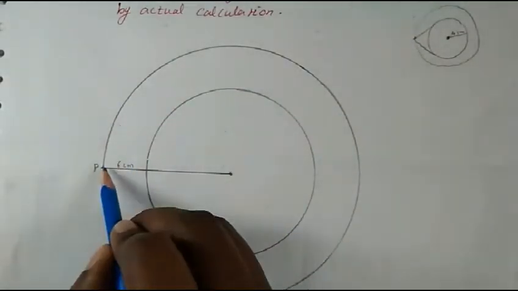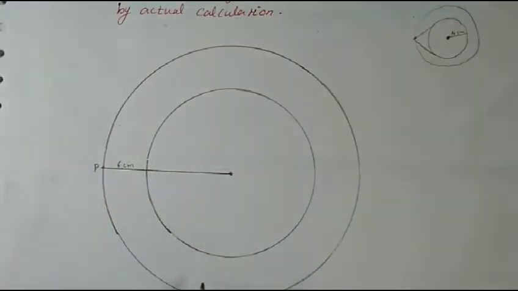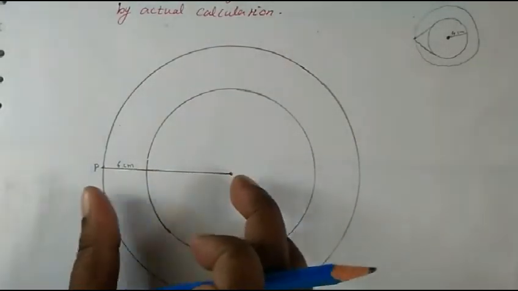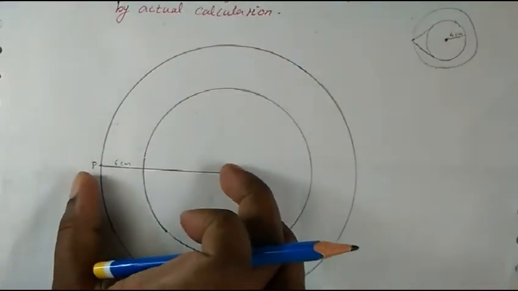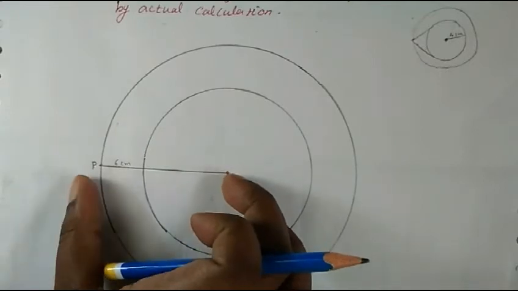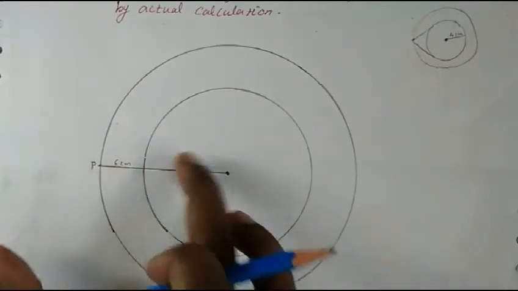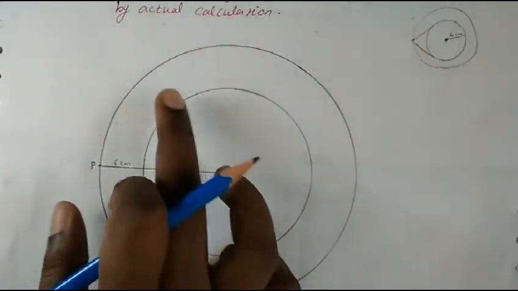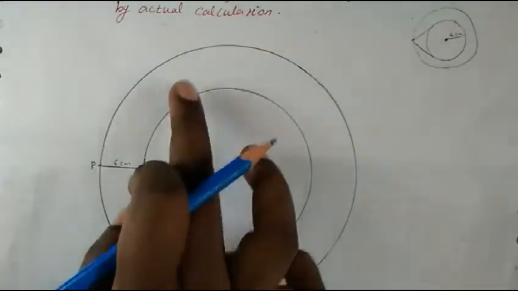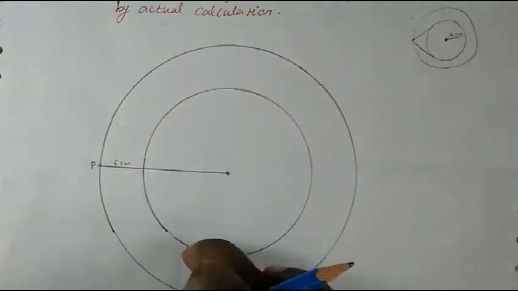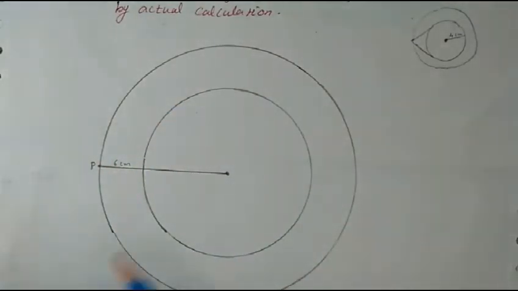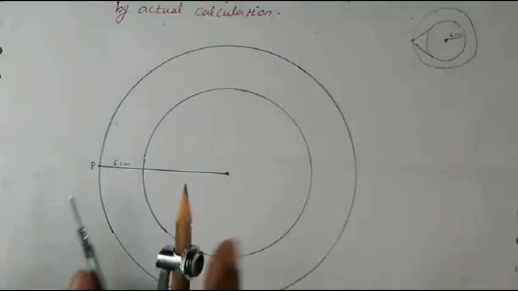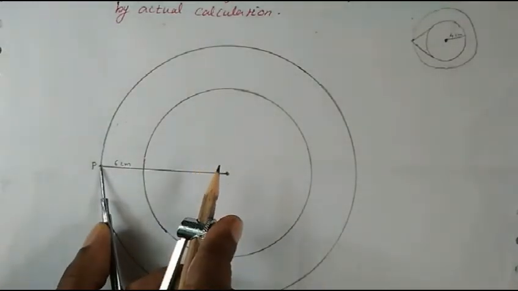We can't just draw one line here and one line here. We have to take this line and find out the midpoint, and from that midpoint we will draw another circle. That circle will intersect this small circle at 2 points, and those points we will join with P. So we have to take more than half the measurement of this line.